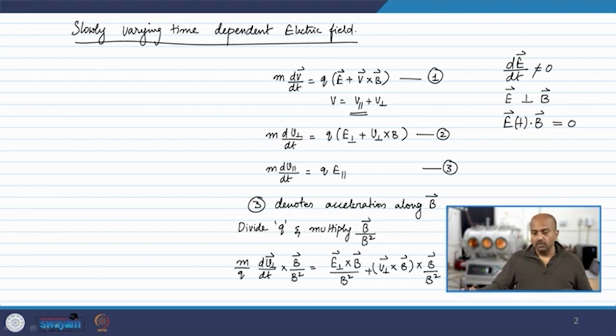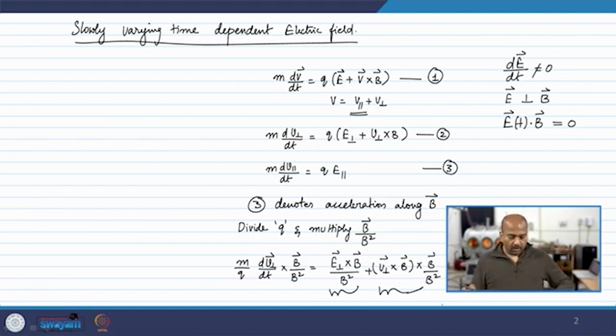Why are we doing this? We are doing this just to write this equation in terms that we are familiar with. Okay. Now, what you see on the right hand side is the E cross B drift velocity right away, and you are seeing a triple vector product, right. So, let us resolve this triple vector product and see what terms we get.